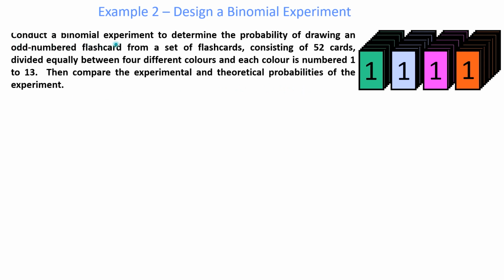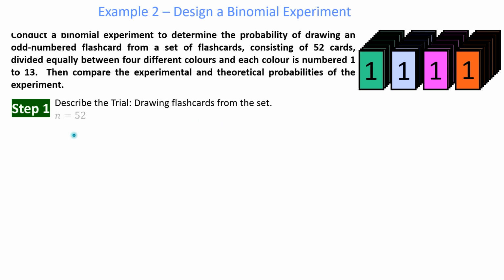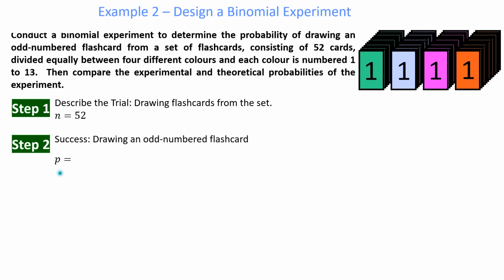Now, to conduct a binomial experiment, we'll start with step 1, which is to describe the trial, drawing flashcards from the set. N is equal to 52, which is the number of fixed trials. Step 2 will define what the success is. So, drawing an odd-numbered flashcard would be a success, and the probability of success we can now work out.